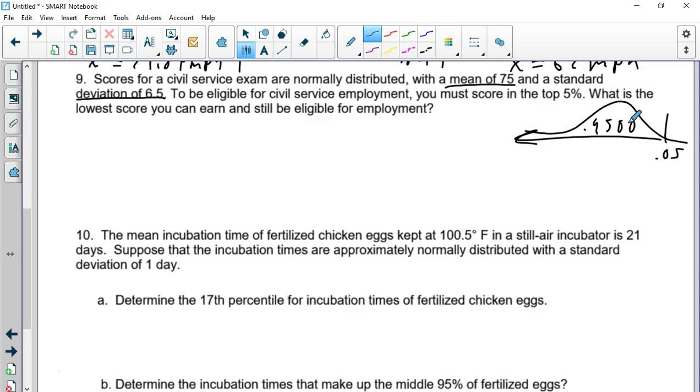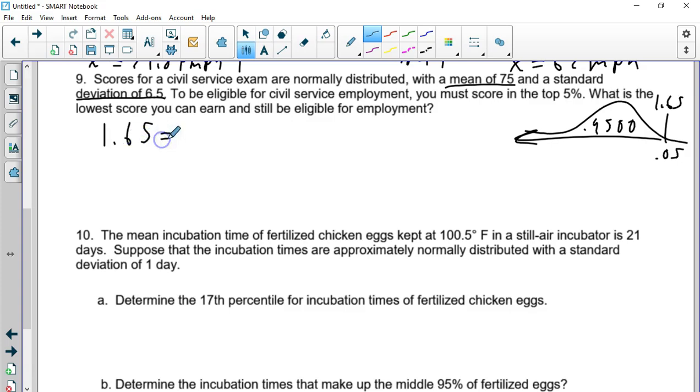When you look at 0.9500, it's actually not going to be on there. 0.9500 would be between 1.65 and 1.66. Technically, it would be 1.655. But I would accept, as long as you show your work, whether you use 1.65 or 1.66. It would not matter. So, we go back and do our math.